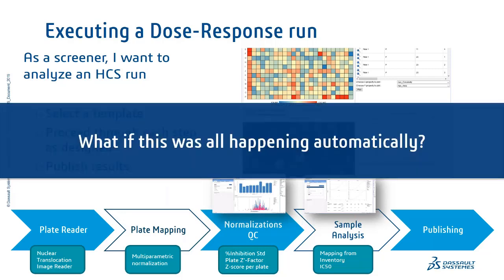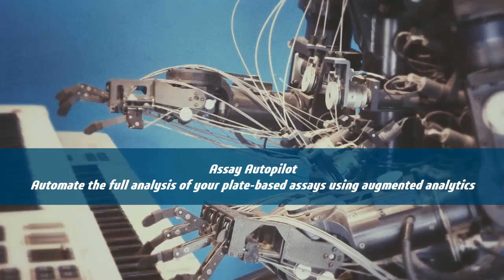However, what if this was all happening automatically? Because at the end of the day, I'm providing the raw data. The process is almost always the same. Yes, there might be some visual inspections, but maybe there is a way for me to automate that. And if everything was going well, I shouldn't even have to look at the data. Of course, if something goes wrong, well, maybe this is something I won't look at. But let's imagine that you can produce the same results almost automatically. Well, this is exactly what Assay Autopilot is about.